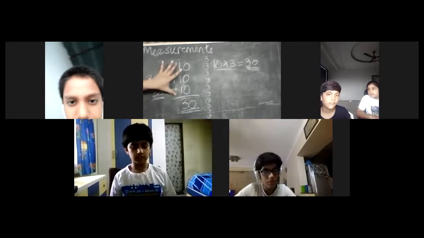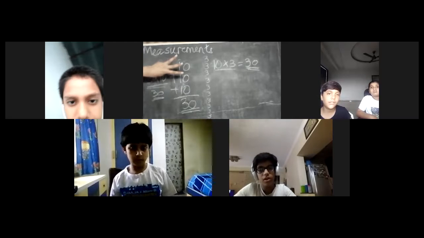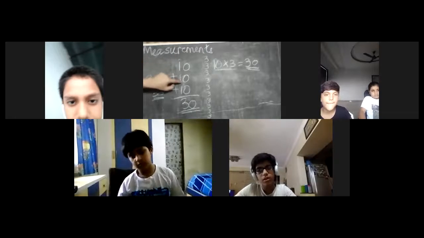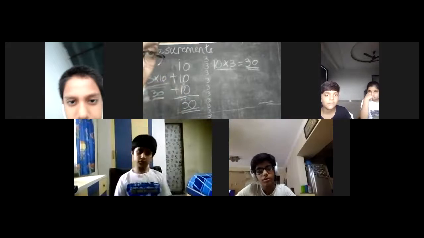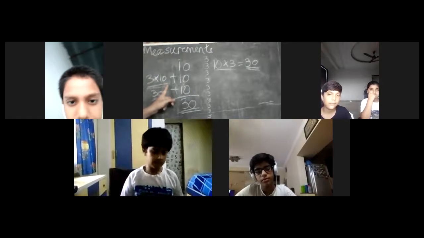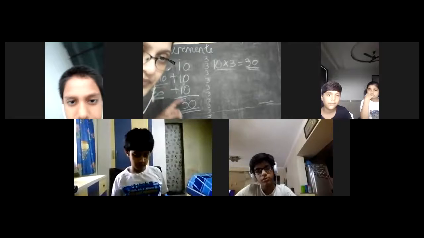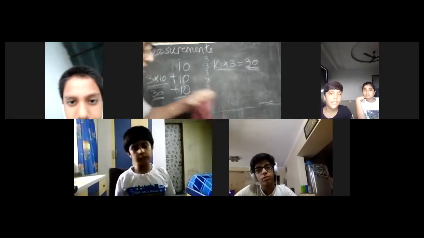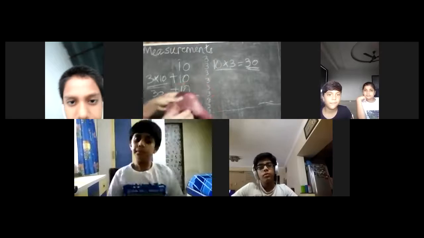How many times is it coming here? कितनी बार दिख रहा है यहाँ पे? 3. So you will write 3. 3 बार हमने 10 लिखा है. हमने 10 कितनी बार लिखा है? 3 बार लिखा है. इसलिए वो 3 times 10 है. समझ में आया? Pranav, Tanishka, Subhan, everyone understood? Yes.